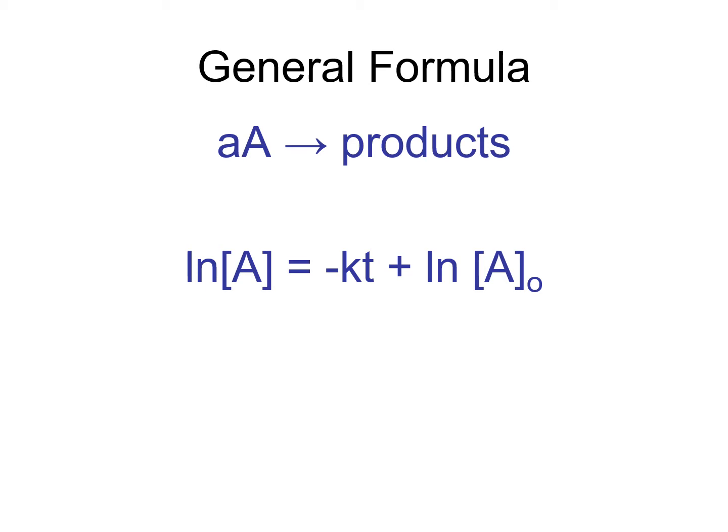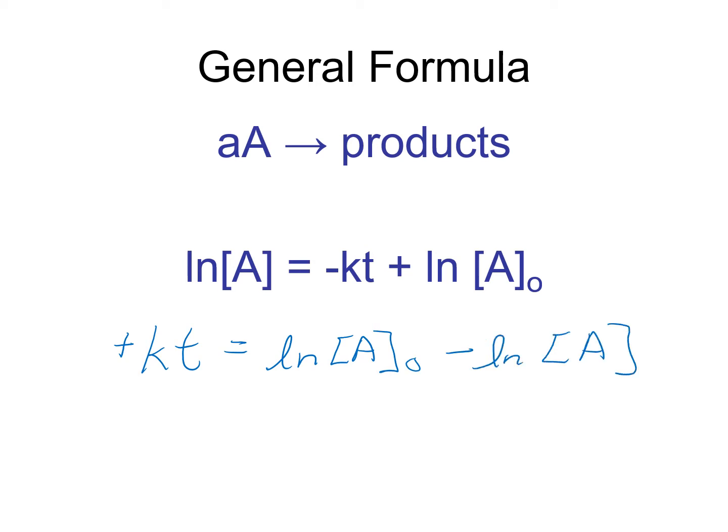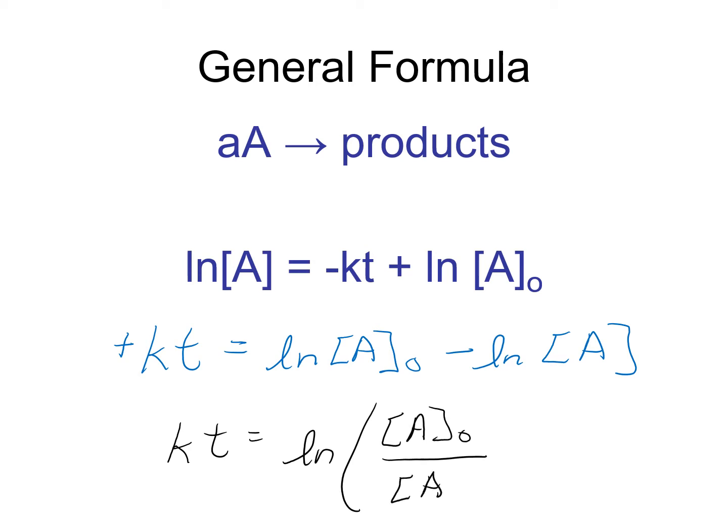So the first thing I'd like to do is move our kt to the other side. So I'm going to have plus kt, and then I'm going to take the natural log of the original concentration and subtract the natural log of my concentration. You might remember when you subtract natural logs, you actually divide the two. So I have kt is equal to the natural log. In the numerator, we have the original concentration, and in the denominator, I have the current concentration at time t.